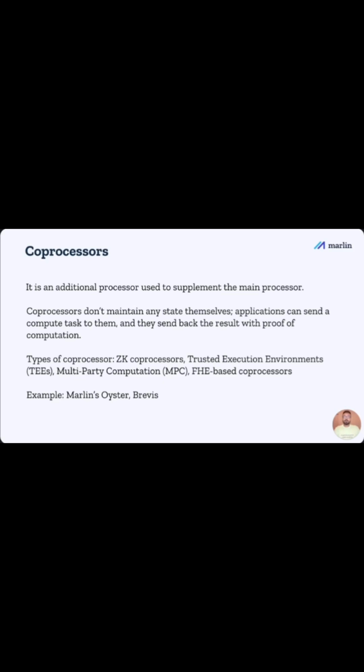But there are trade-offs as well. Coprocessors don't maintain any state. A common pattern you might come across while working with coprocessors would look like this. You send them a compute task, they crunch the numbers off chain, and finally, they return a result along with a cryptographic proof. You can find various types of coprocessors nowadays: ZK based, TE based, MPC based, and even FHE based ones. For example, Marlin's Oyster is a TE based coprocessor, while Brevis is a ZK based coprocessor. We'll discuss these types in more detail in the upcoming lectures.